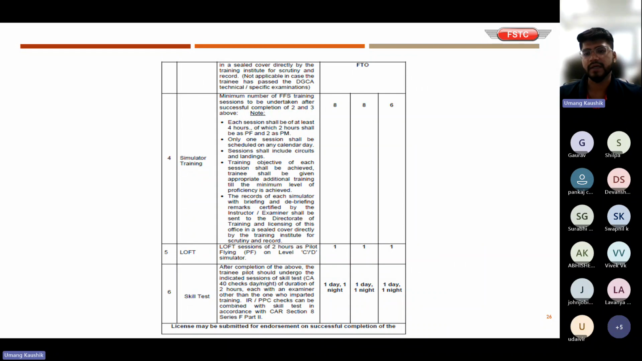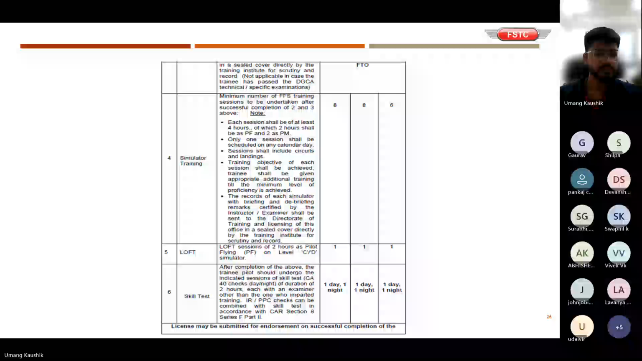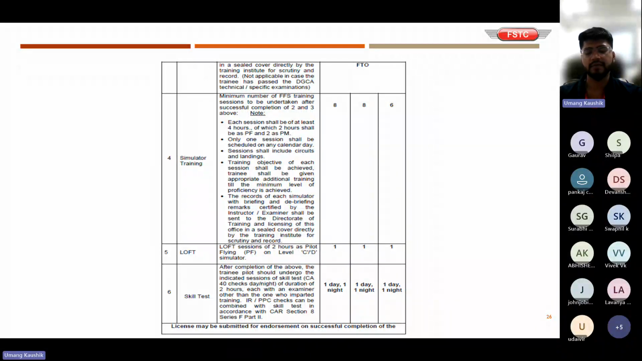So FFS can only be started once you complete your jet induction training and ground school. Each session should be of at least 4 hours, of which 2 hours shall be pilot flying and 2 hours will be pilot monitoring. The minimum requirement is 8 sessions in type B and 6 sessions in type C. And each session of 8 will be multiplied by 4, because each session is of 4 hours, right?